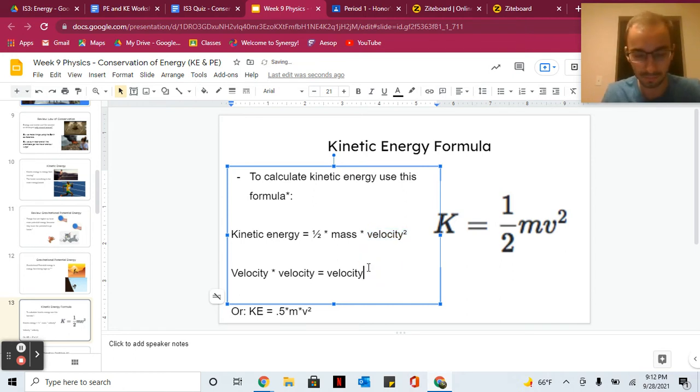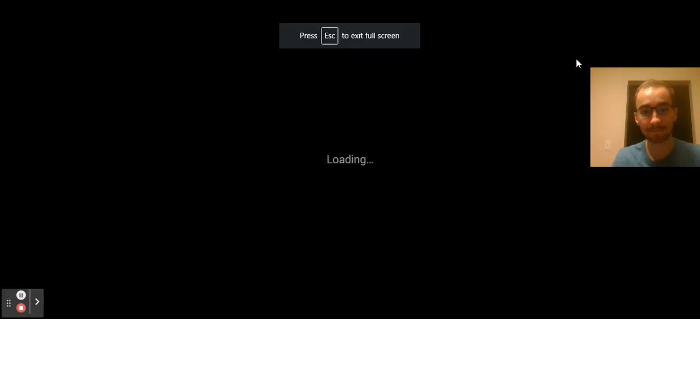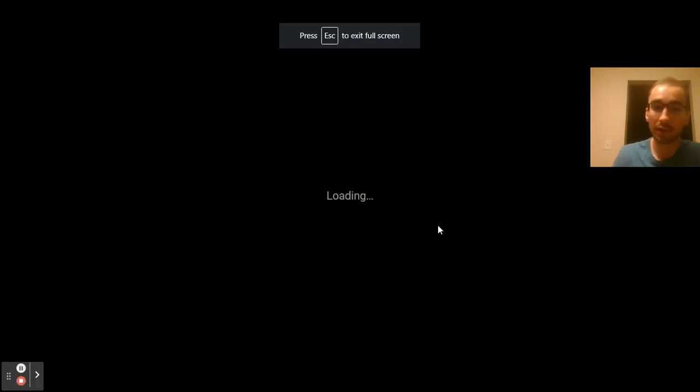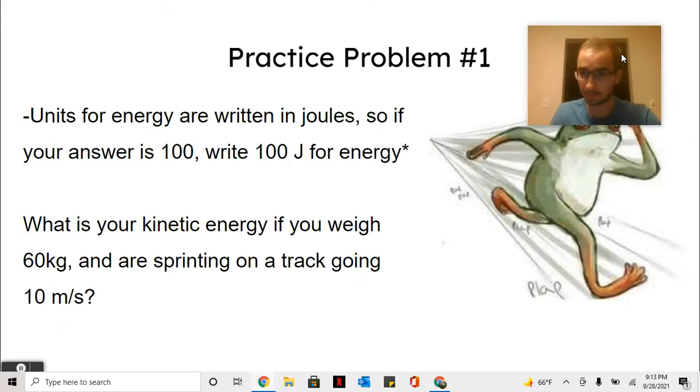So if you're trying to get 15 squared, that would be the same thing as 15 times 15. Okay? Make sure you know how to square things, because that tripped up a lot of people in class today. And the shorthand for the kinetic energy formula is K equals 1/2 times m, which is mass, times v squared, velocity squared. Okay?